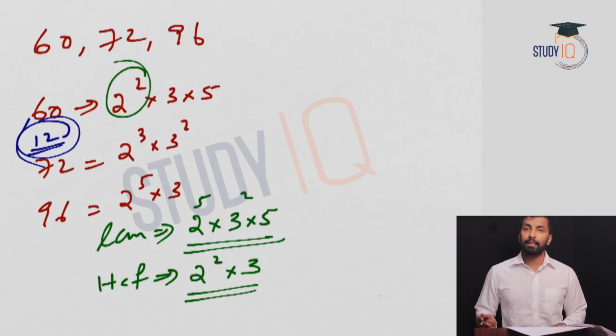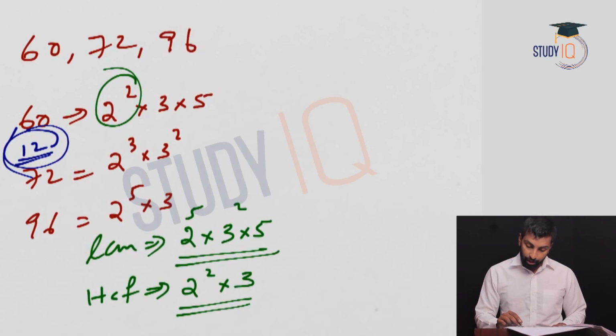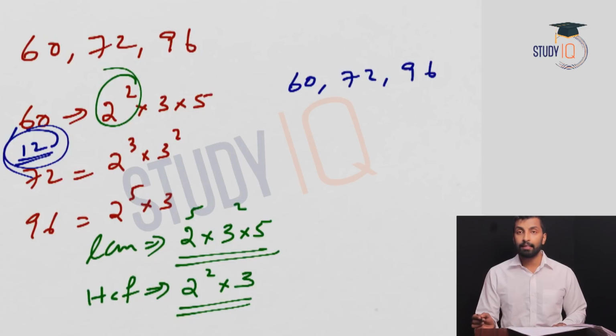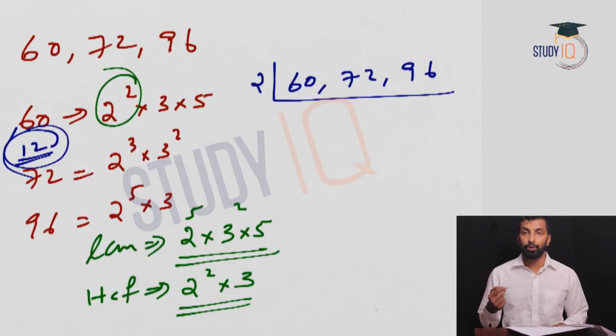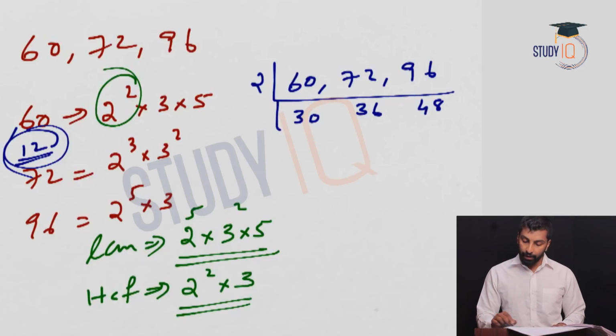Now, the other method is actually the long division method that you used to do. You will write it like 60, 72, 96. Then you will divide like this. You'll start with 2. Why? Because 2 is the first prime number. Then you'll get 30, 36, then 48. Again you will do with 2. Then you'll get 15, 18, 24.